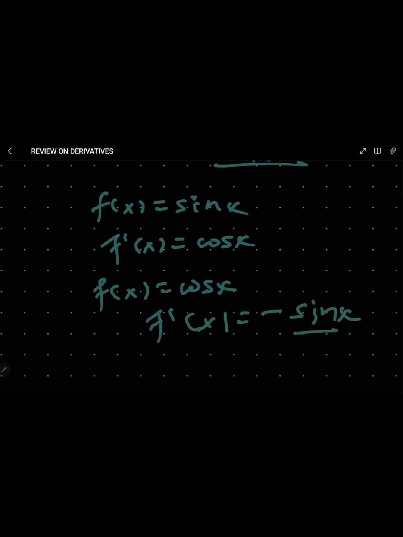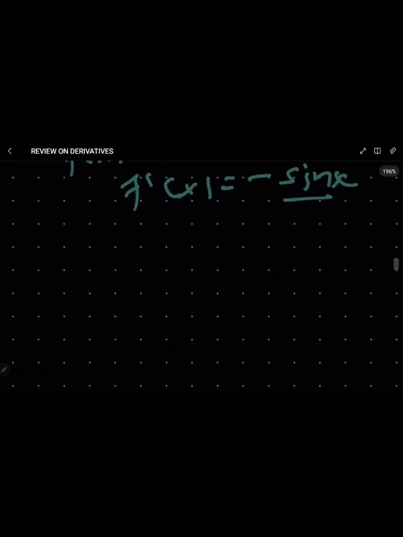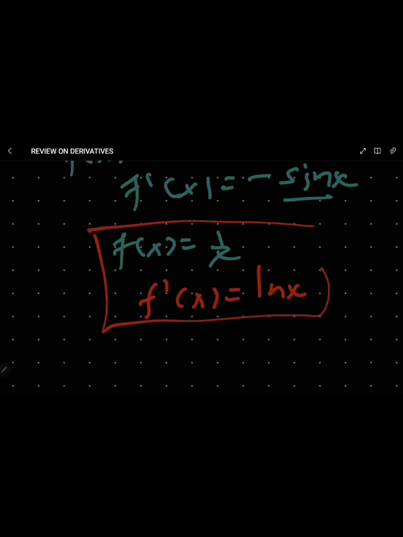And the other thing to note is if f of x is equal to 1 over x, the derivative of this one is very important. I'm going to write it in another color because it's very important. If f of x is this one, then f derivative of x is ln x, the natural logarithm of x. This is very important to remember, because you are going to use it now and again.